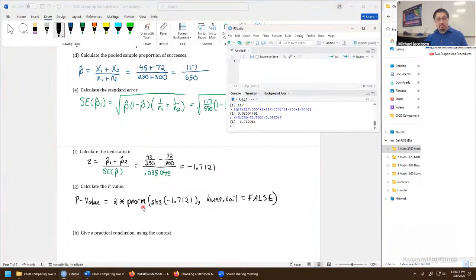We've done a lot of these p-norm functions starting all the way back in chapter 11. I think that was like week 2 or week 3. So it's just another one along those lines. But don't forget the 2 times. So 2 times p-norm, absolute value, negative 1.7121, lower dot tail equals false. And this is what we get. Very commonly round to 4 decimal places for both the test statistic and the p-value. And this one is going to be at 0.0869.